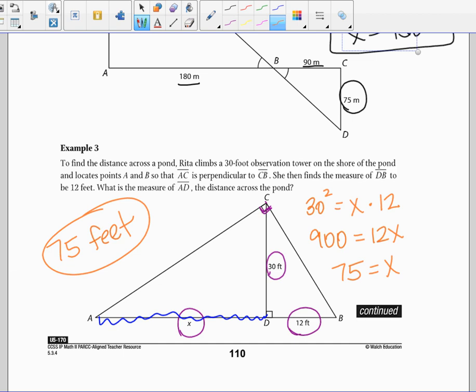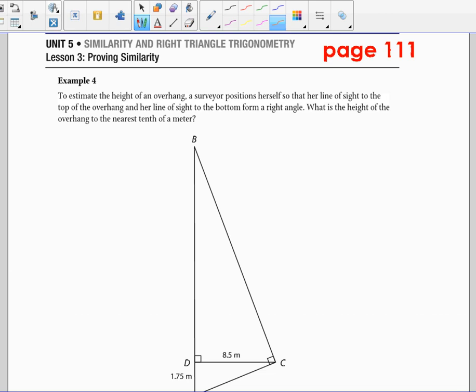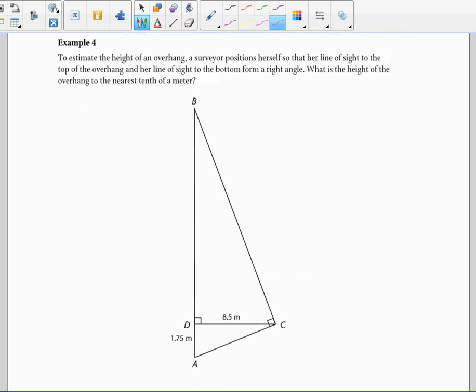And then for the last one, all right, for example number 4, it says to estimate the height of an overhang, a surveyor positions herself so that her line of sight to the top of the overhang and her line of sight to the bottom of the overhang form a right angle. So she's sitting right here at point C, okay, and the overhang is from B to A. It says, what is the height of the overhang to the nearest tenth of a meter?